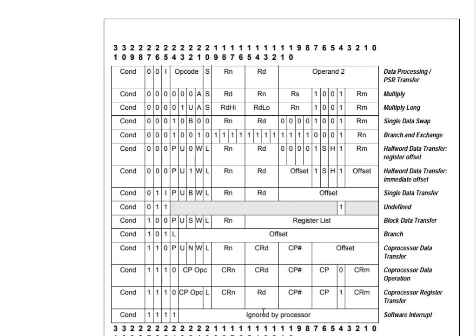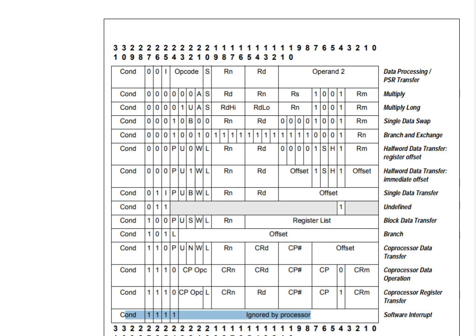The format for SWI is at the bottom of most tables, labeled software interrupt, and it's probably the simplest of them all. It has fixed bits of 1111 and then a software interrupt number. Each interrupt number causes a jump to a different point in the operating system, and thus each system call, roughly, has its own interrupt number. 24 bits leaves ample room for an arbitrary number of system call choices.